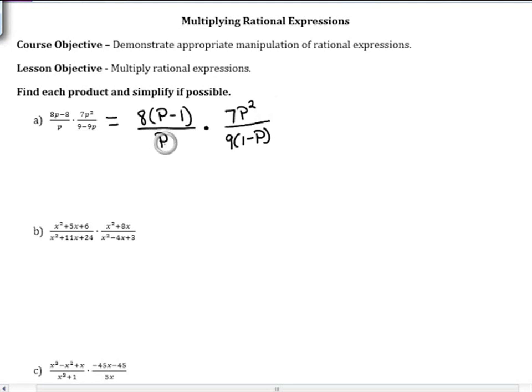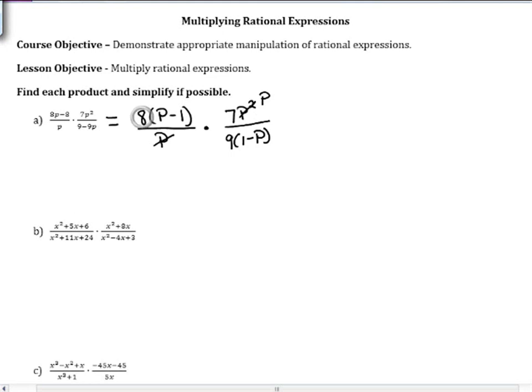So we have a p in this denominator and a p squared in this denominator. As long as you have something on top of one fraction and on the bottom of another fraction, it doesn't matter which fractions they are. If it's multiplication, you can cancel. So we can cancel this p with the p here, and p squared divided by p leaves us with a p, so we write that down. And we can't do any canceling with our numbers.